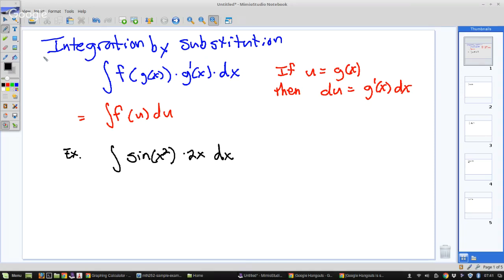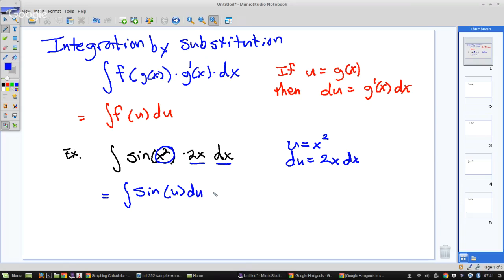So let's do a couple of examples. Here I have the sine of x squared times 2x. My hope is that if I let u equal x squared, I'll be able to build or discover du. So du would be 2x dx. And I happen to have exactly 2x dx here, so I don't have to fiddle with anything. So there's my du, and here is my u. So I can rewrite this as the integral of the sine of u du.